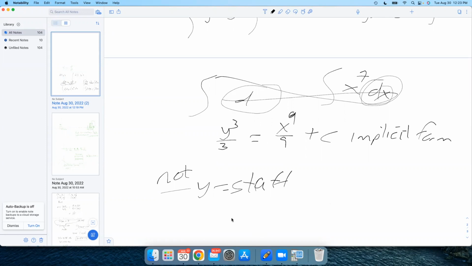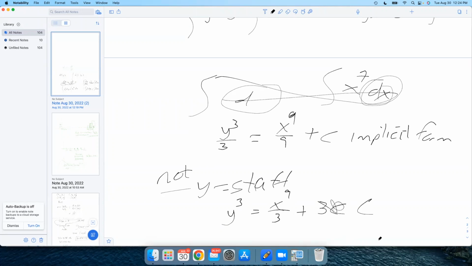So we could multiply everybody by 3. Now you could here put 3c. That would be perfectly fine, but that's kind of weird. This is an arbitrary constant. That's really just a new C. A number times C is just a new C. So I'm not going to do that. I'm just going to call it C.